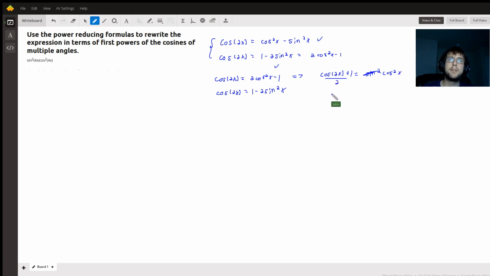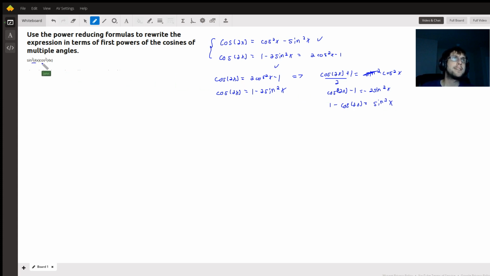And then over here, I would have cosine of 2x minus 1 equals negative 2 sine squared x, divided by negative 2. So now I have 1 minus cosine of 2x, apologies on the writing there, one minus cosine of 2x is equal to sine squared x.